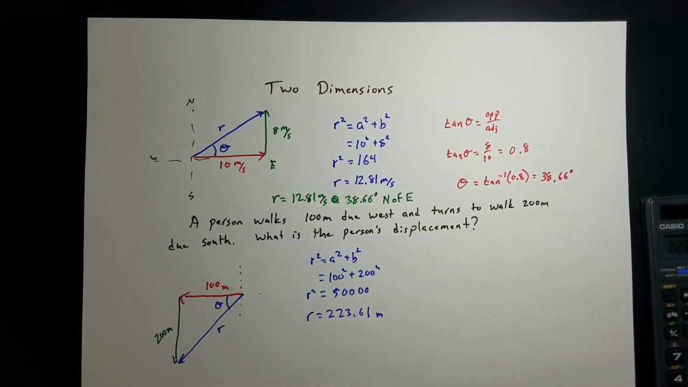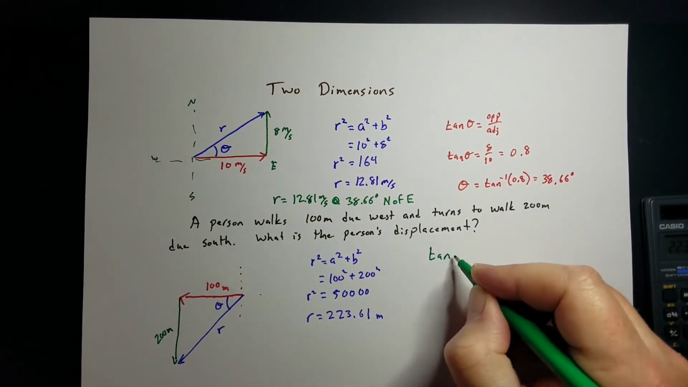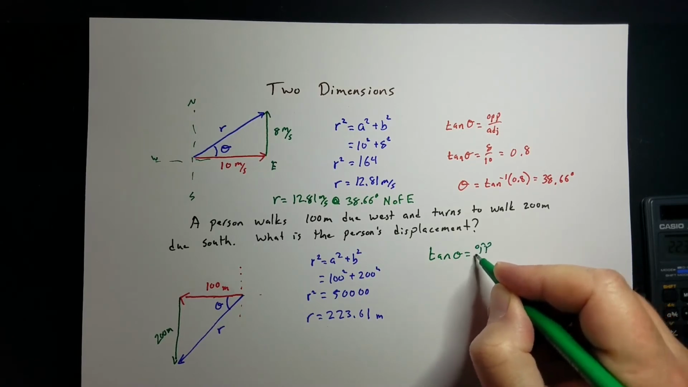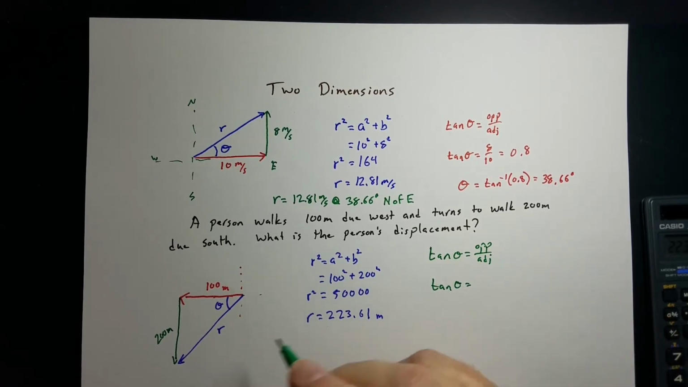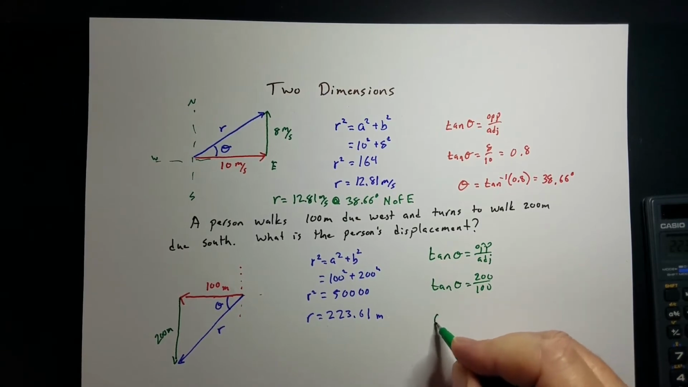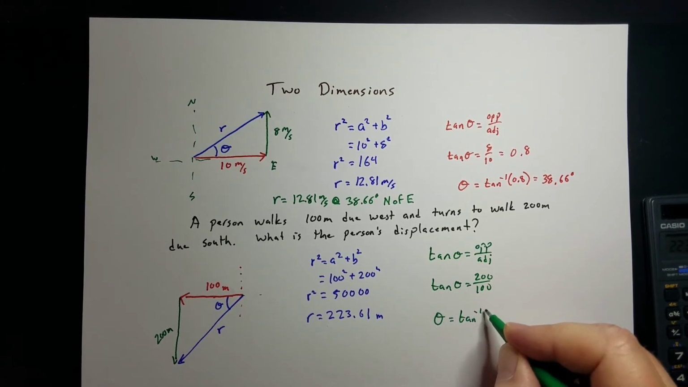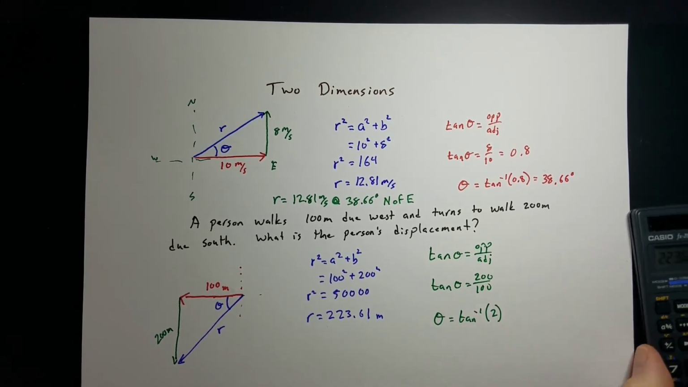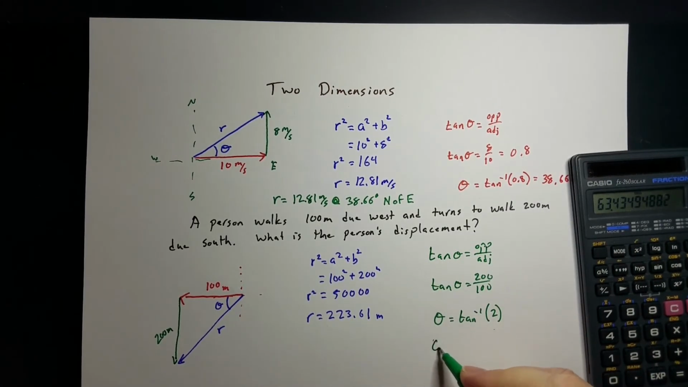And for the angle, we would just use, again, tangent. So tangent, opposite over adjacent. So tangent would be, opposite side would be 200, adjacent side's 100. So to get the angle back, we're going to have to use the inverse or arctangent of, well, 2. And so 2, that is going to be 63.43 degrees.